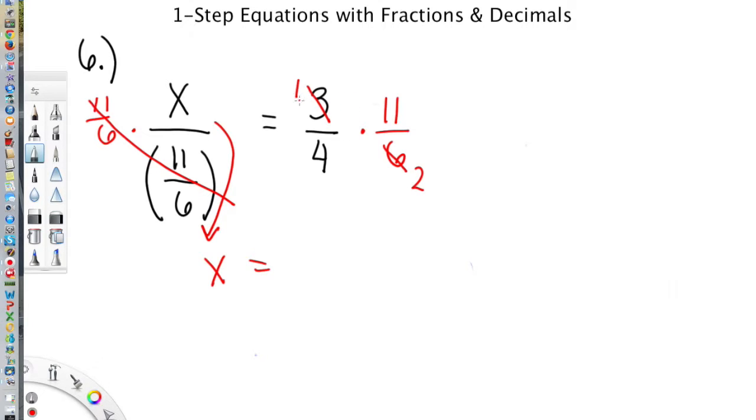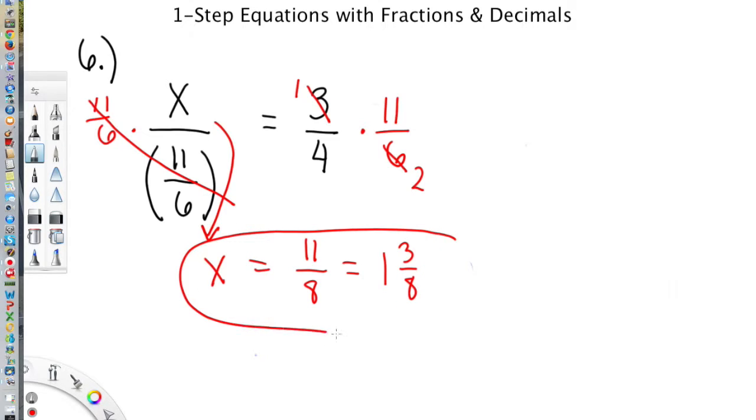Now when I multiply across, 1 times 11 is 11, and 4 times 2 is 8. And this is an improper fraction. This is mathematically accurate, but I can take it one step further and turn it into a mixed number. 8 goes into 11 one time with 3/8 as a remainder. So there's your answer. X is equal to 1 and 3/8.